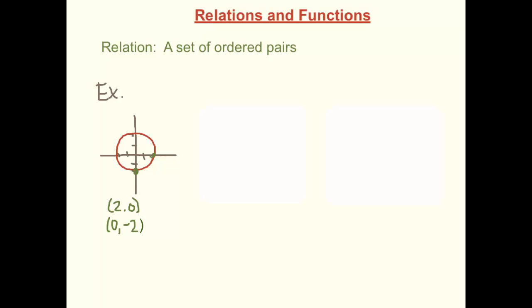write a few down. The next example I gave you was a table. Again, this is just a list of ordered pairs, so (1, 5), (6, 12), and (1, 7). X is our input here, and Y is our output.